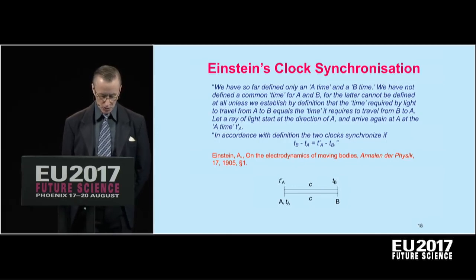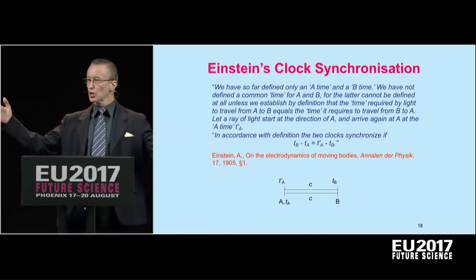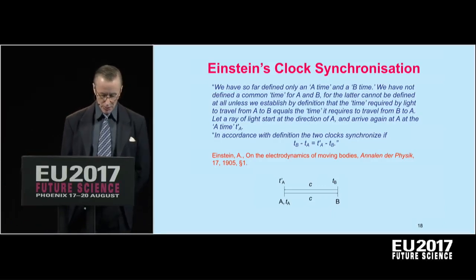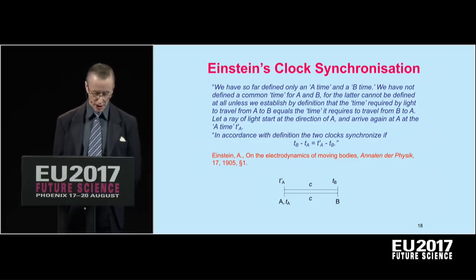For the latter cannot be defined at all unless we establish by definition that the time required by light to travel from A to B equals the time it requires to travel from B to A. You go from A to B, then you travel from B to A at the same speed. Well, it should take the same time. Let a ray of light start at A in the direction of B, and arrive again at A at the time t' A. In accordance with the definition, the two clocks synchronize if tB minus tA equals t'A minus tB.